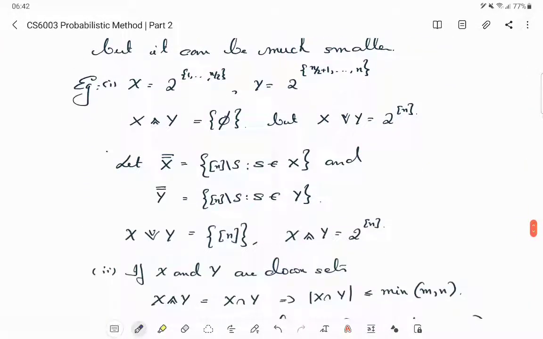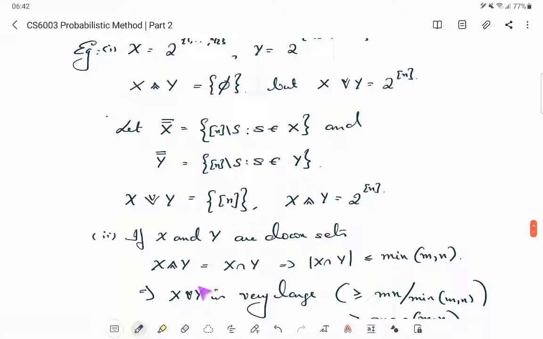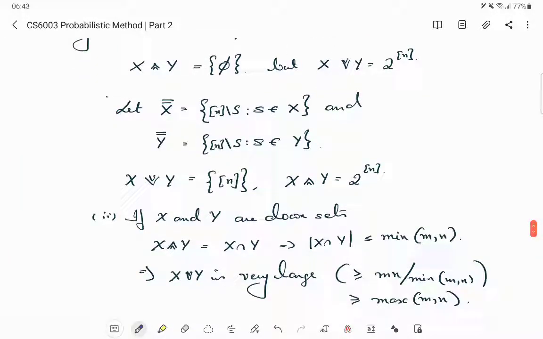Or you can even try the case when X and Y are downsets. When X and Y are downsets, you know that the pairwise intersection is not big, right? The pairwise intersection is just X intersection Y, which means your pairwise union has to be large. Because the pairwise intersection, since it's just a family intersection, has size at most the size of the smaller family. So it's min of m and n, which means their pairwise union should be at least the size of the larger one, mn by min mn and so on.